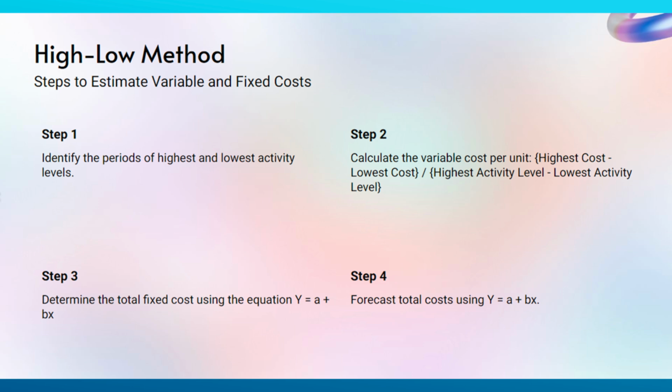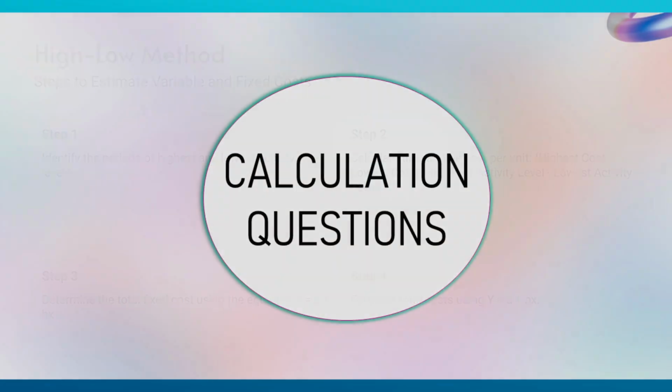There are four basic steps in using the high-low method. First, you have to identify the periods of the highest and lowest activity levels. Second, you calculate the variable cost per unit. Third, you determine the total fixed cost using the equation y equals a plus bx. And four, forecast total cost using y equals a plus bx.